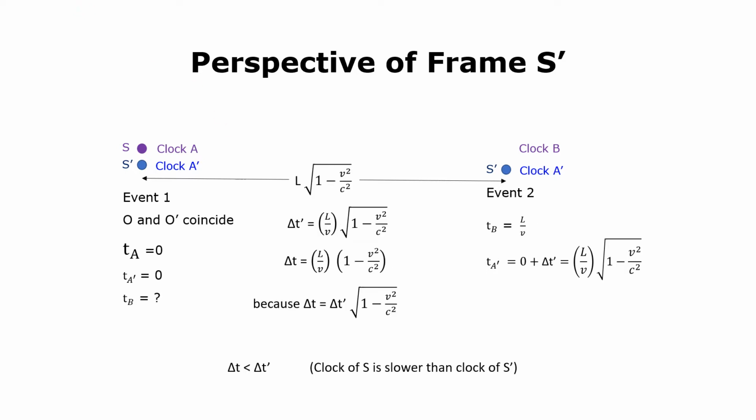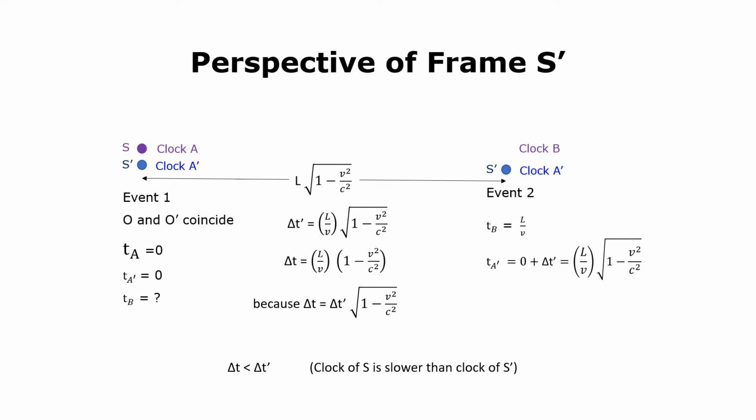Next, we analyze the two events from the perspective of frame S prime. This time also, delta t is the time interval between the two events by the clocks of frame S, and delta t prime is the time interval between the two events by the clocks of frame S prime. But this time we are assuming that frame S prime is reading all the clocks.